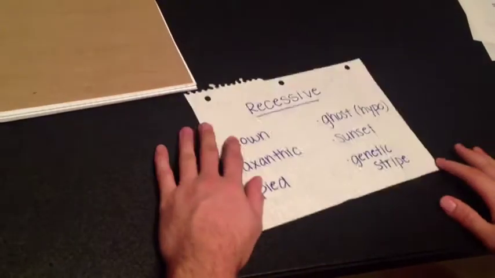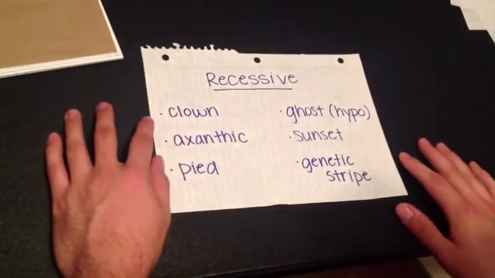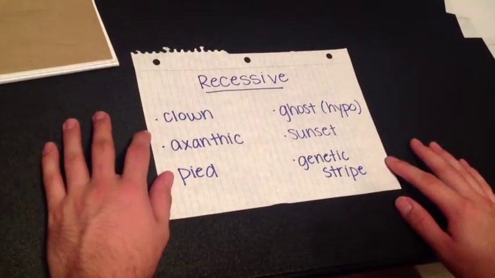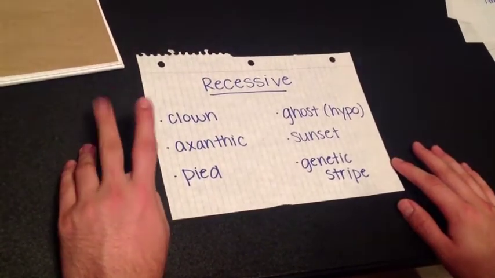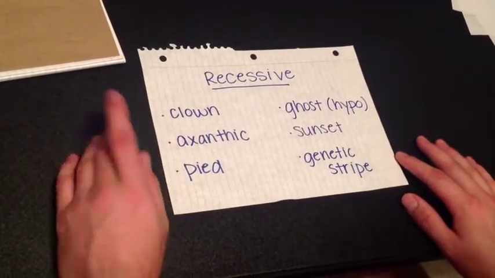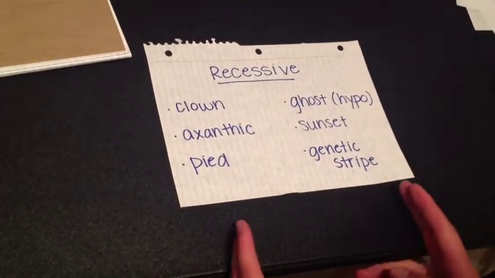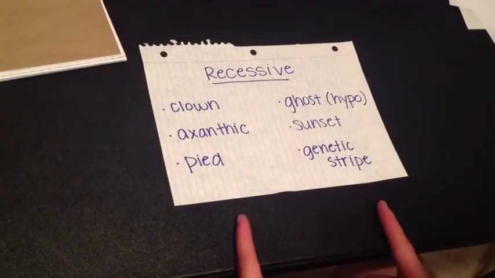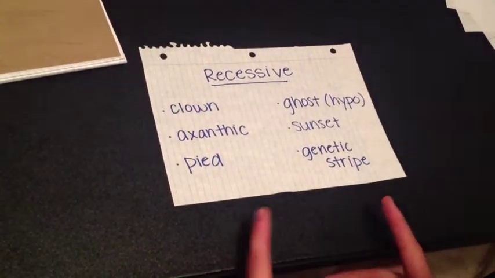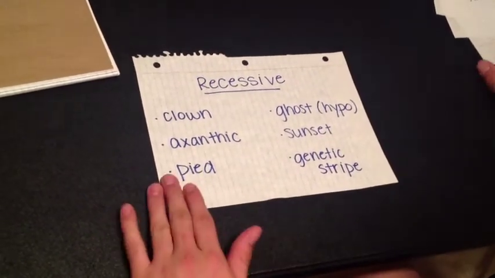Alright, here's the hard one. This is what really took a lot to understand, but we basically got it down now. So these are recessive genes. Recessive genes are something that takes both sides of the allele from the parents to make a visual gene. With a pastel or a lesser, if the dad's a lesser and the mom is a normal, then it can still create a lesser. With a recessive gene, it takes both parents to carry the clown or axanthic or pied gene for it to be a visual recessive.